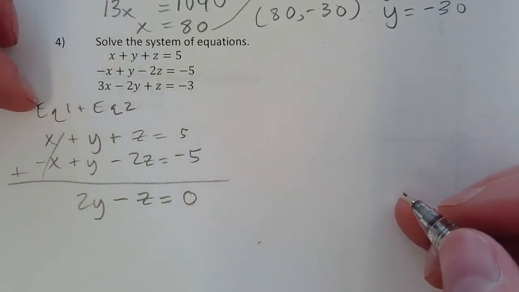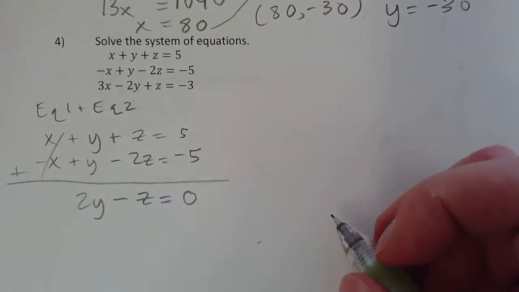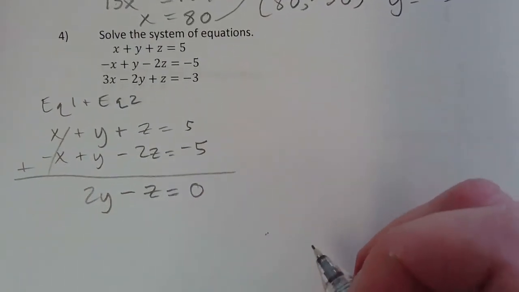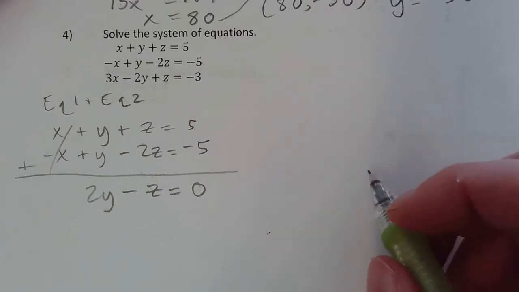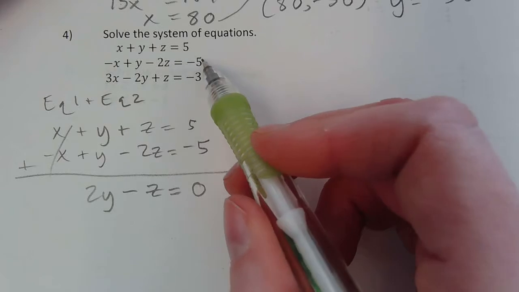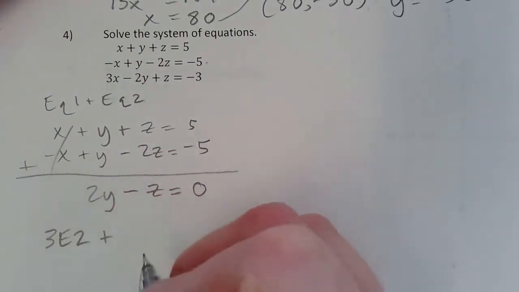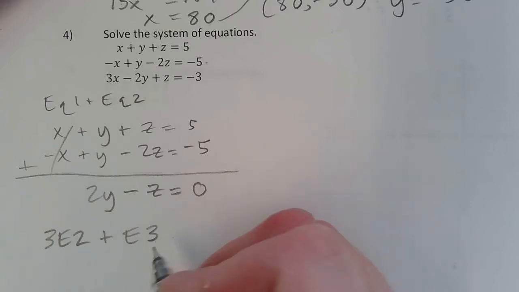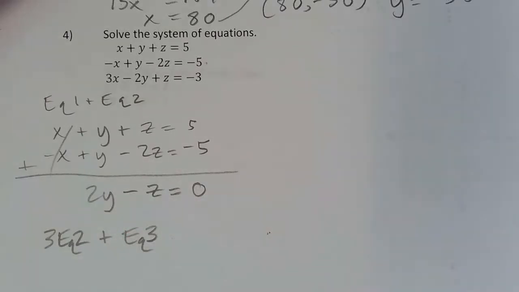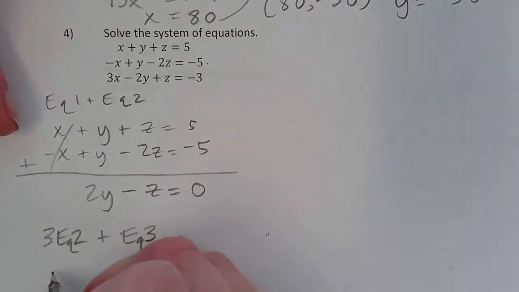So I have not yet used equation 3. So I have to use equation 3. I can match it with either 1 or 2. And I need to also cancel my x's out. So I'm thinking because this one is already negative, it's going to be easiest to do 3 times that one. So I'm going to do 3 times equation 2 plus equation 3. And that's going to give me another equation without x. So I'm going to take equation 2, multiply it by 3.